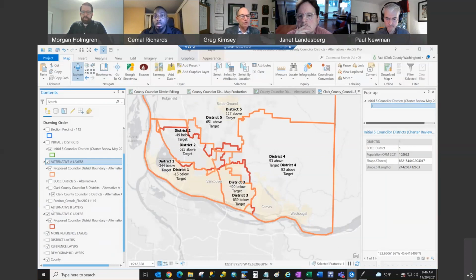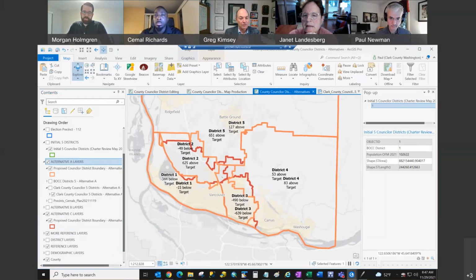So is your point, Morgan, that it's... No, I just was clarifying. I think Janet said that it was crossing into Camas, and I don't think that that's accurate. But also, maybe I take away from your comment that it's difficult to include all of the city in these districts, or to use city boundaries in defining these council district boundaries. Is that a fair point?